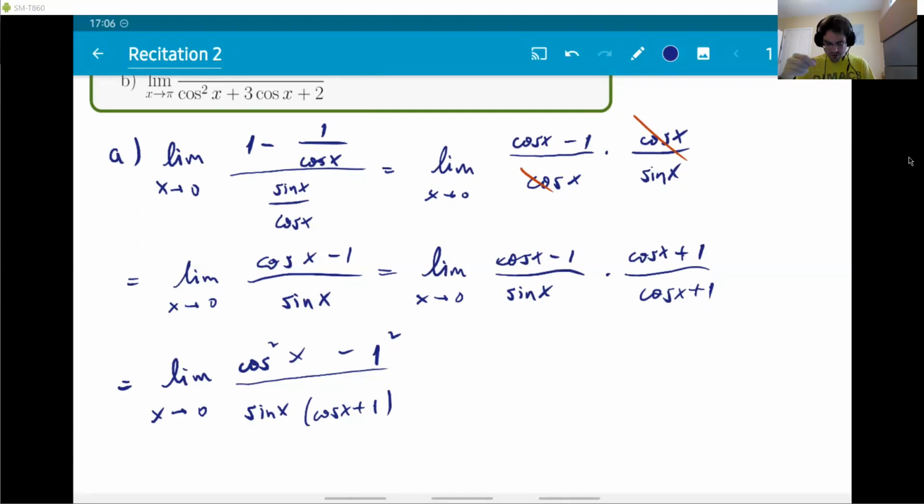Okay, so, and sure, 1 square is 1. Now what is happening? Remember that we want to get rid of this sine. That's the term that's giving us a problem in the denominator. Somehow we need to make sure a sine appears in the numerator so we can cancel.